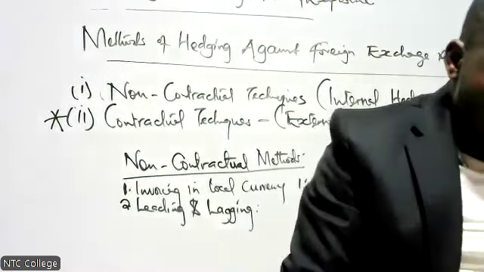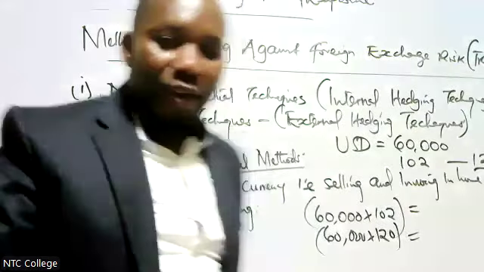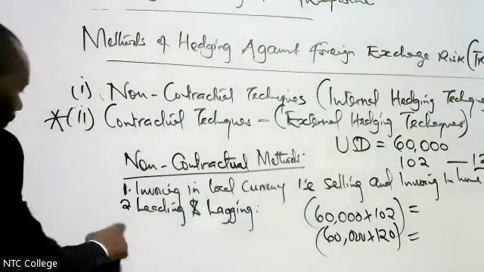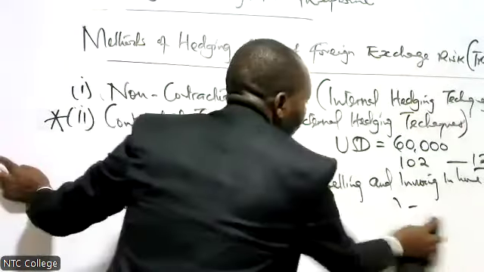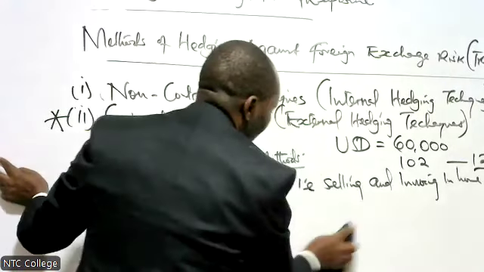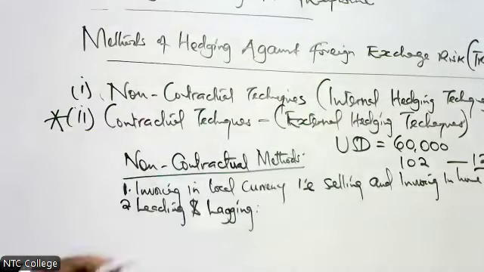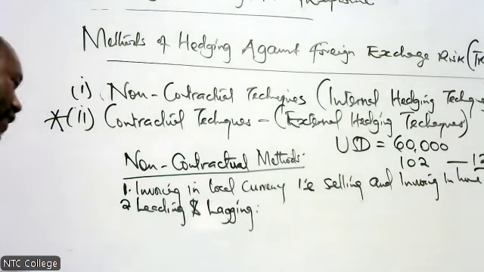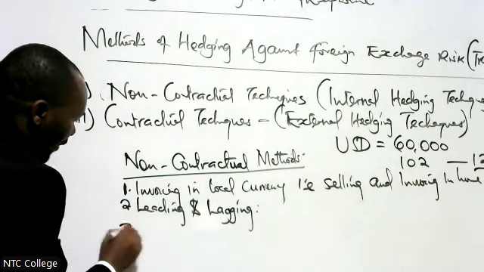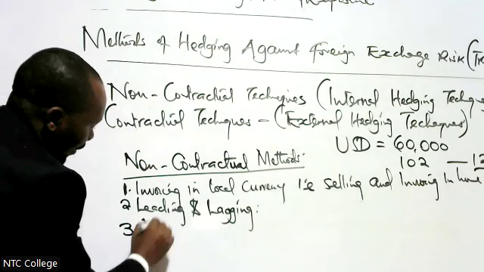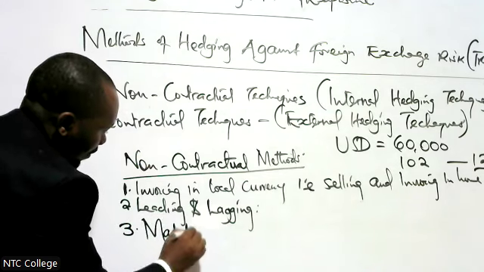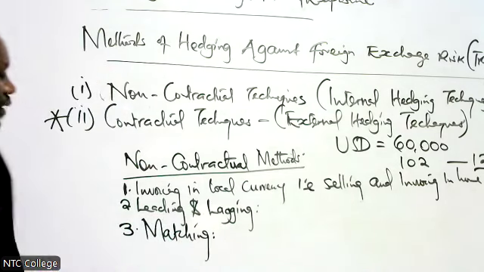That is number 2. Number 3 here is called matching. Those are non-contractual methods or techniques. It's called matching. Rachel, can you tell me what thing it is? Matching.